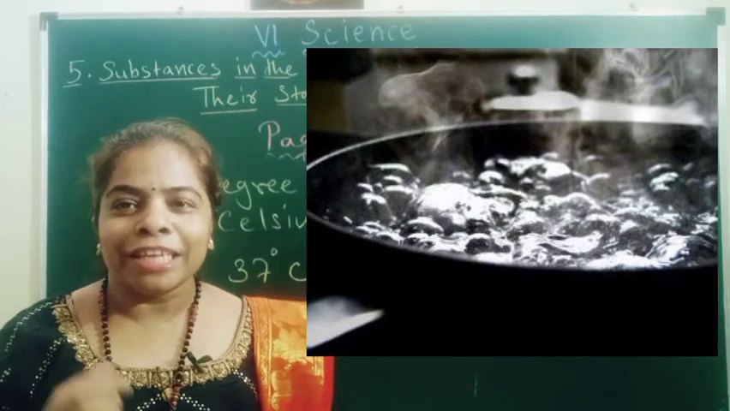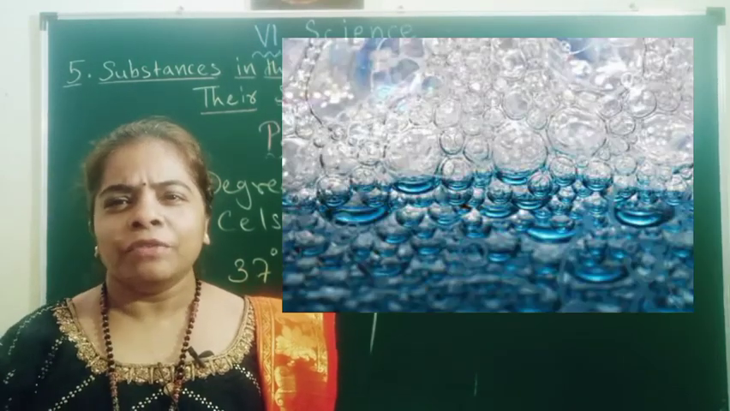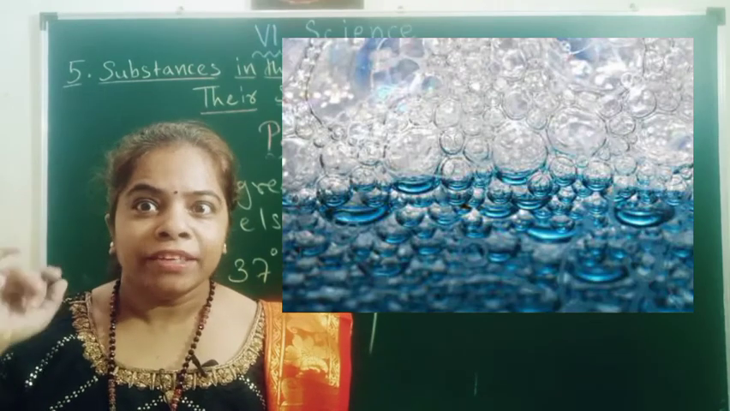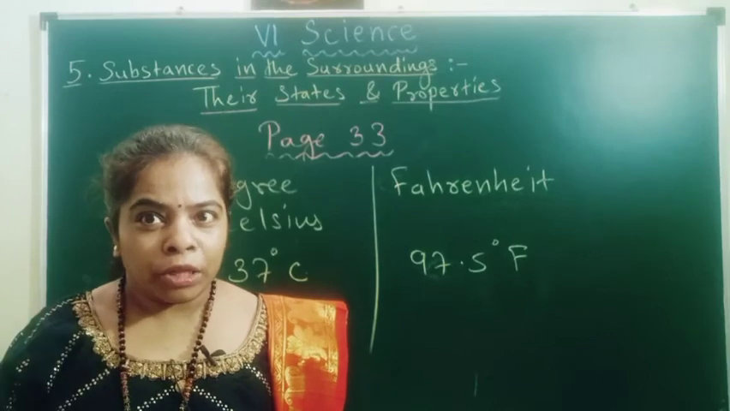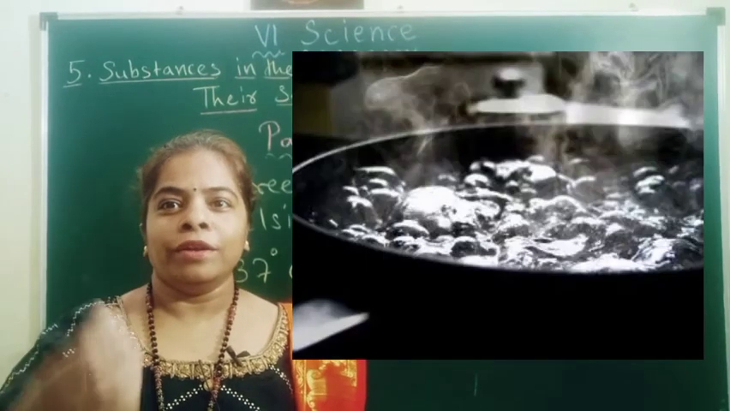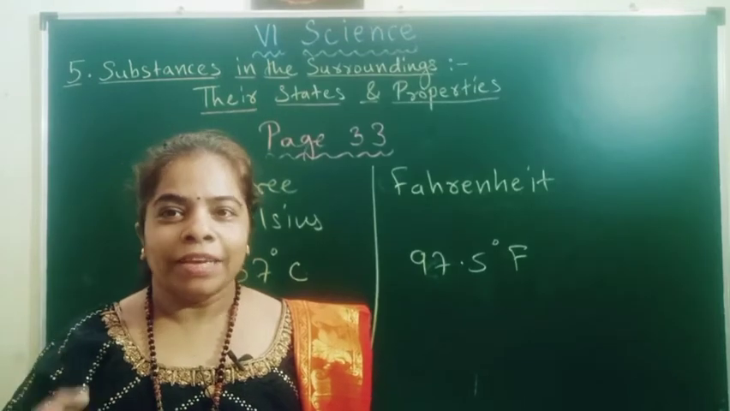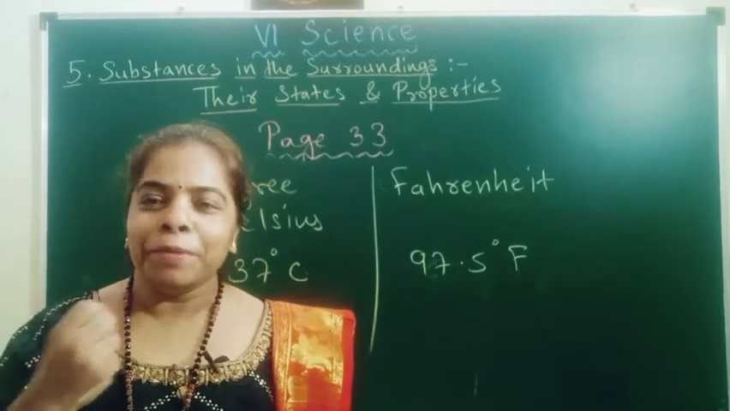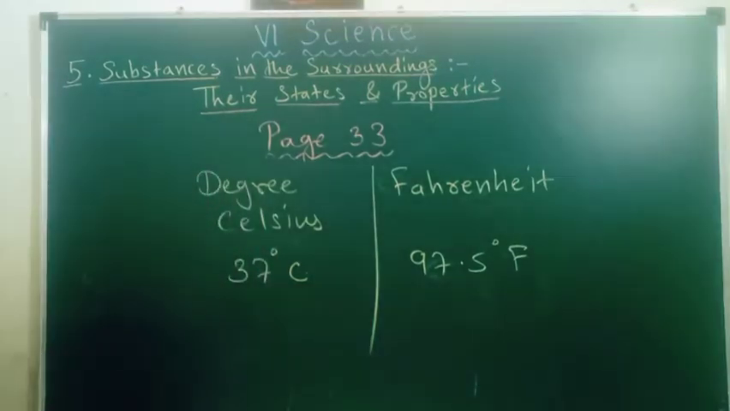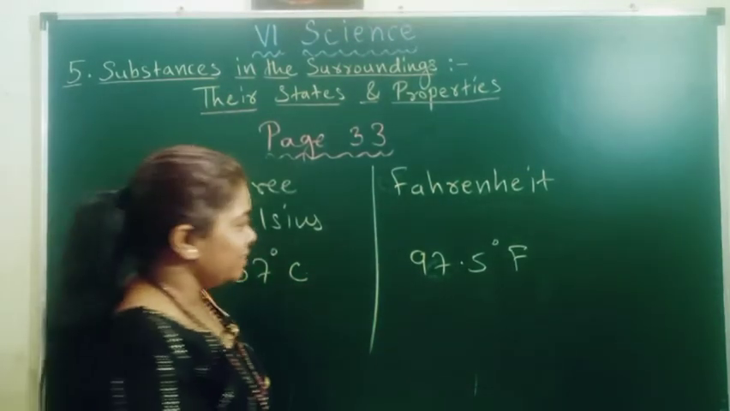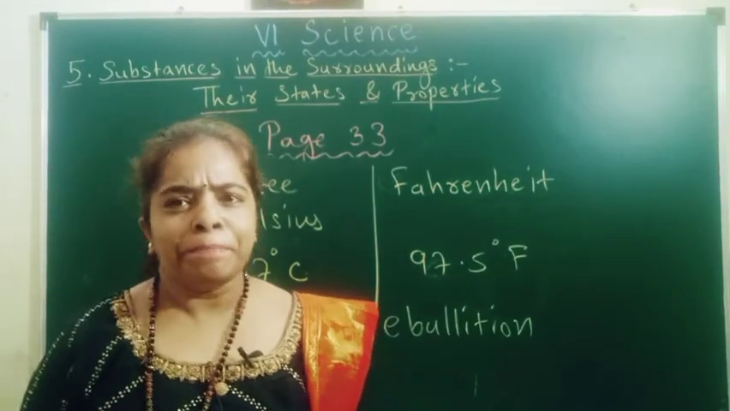What is given in your textbook, children? Ebullition. It's not a very difficult word with a very complicated meaning, children. It has a simple meaning. Ebullition means bubbling of water. When water starts giving bubbles, it is ebullition. I'll write ebullition there so that you all understand. Ebullition, bubbling of water. Simple meaning.